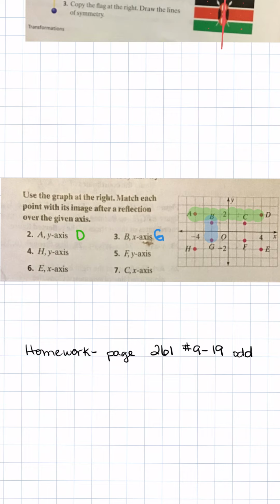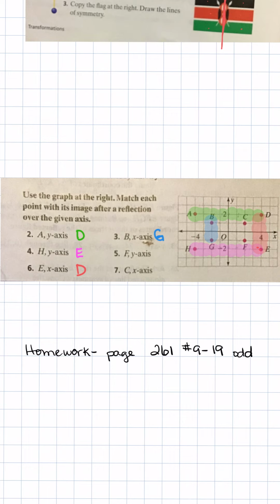H and the y-axis. So here is H and the y-axis, so it's 1, 2, 3, 4, 1, 2, 3, 4. E is matched up with H. And now looking at E and the x-axis, here's the x-axis, so it's 1, 2 spots from the x-axis, so we're going to go up 2 spots, and D is its reflection.